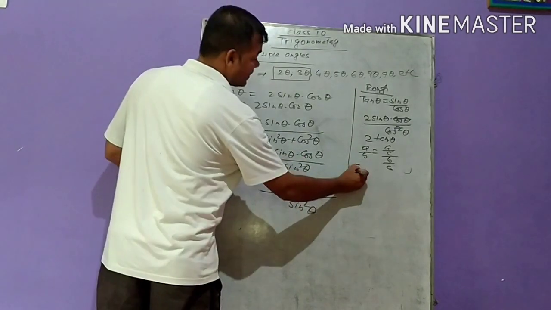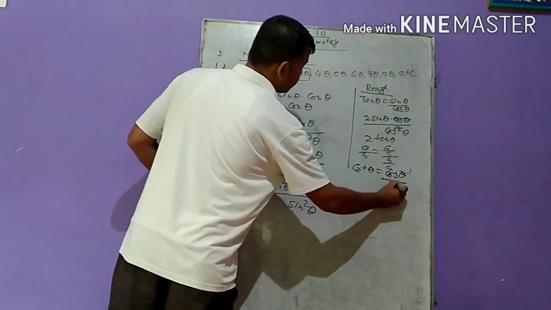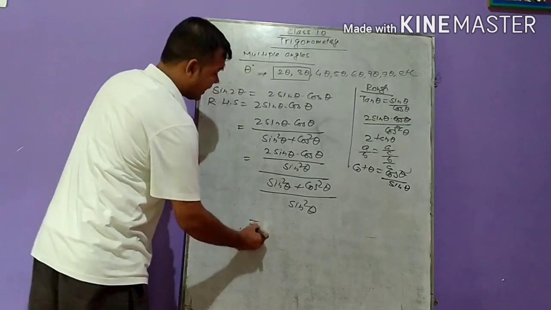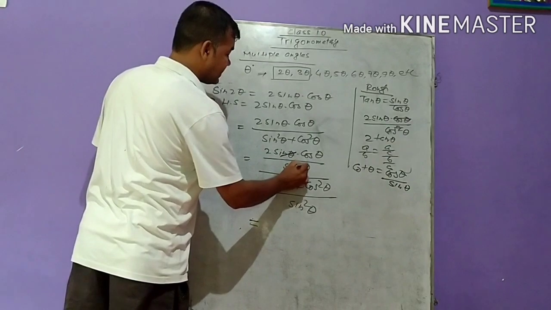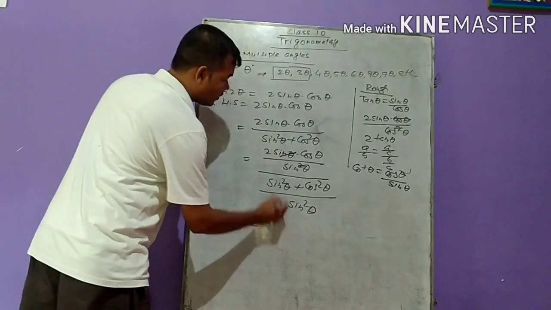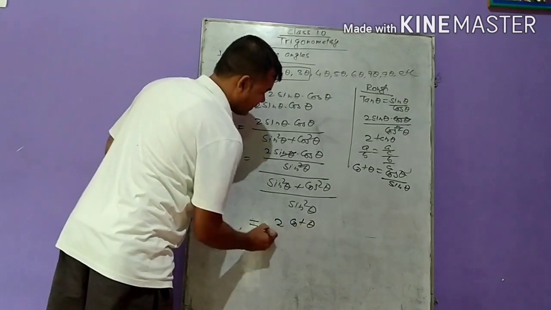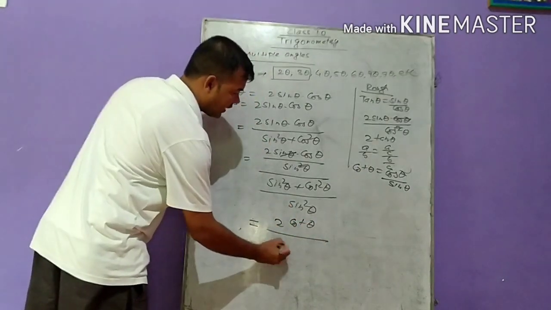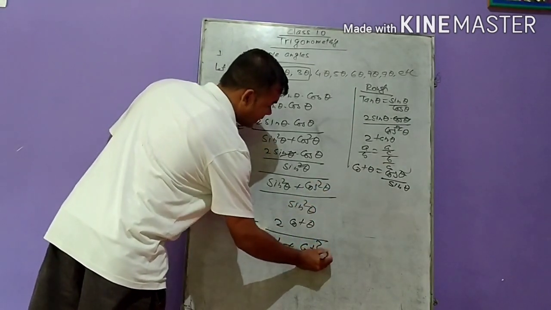Because cot theta is always equal to cos theta by sin theta. So here, children, you can see, sin and sin is cancelled out. One sin you can cancel here. You have 2 cos theta by sin theta. That means it is 2 cot theta by sin square by sin square means 1, and cos square by sin square means cot square theta.